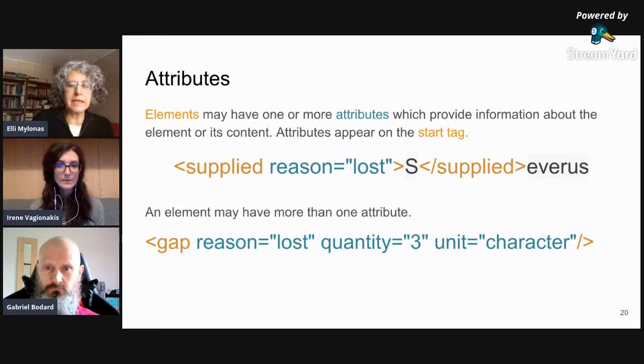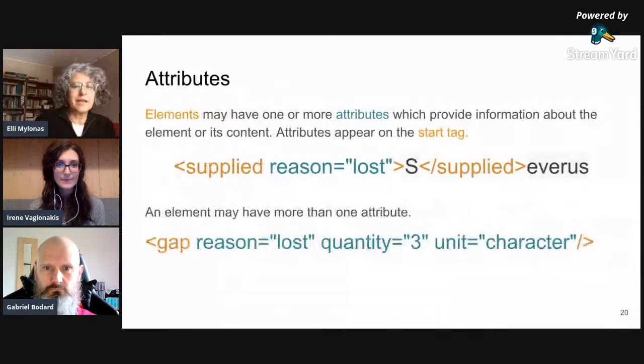And an element may have more than one attribute. So this gap element may have a reason attribute and a quantity attribute and a unit attribute, all of which, separated by spaces, appear in the start tag. And interestingly enough, the gap element is empty. So we just talked about empty elements. This is an example of an empty element. And it kind of makes sense, right? If you have a gap, what's inside it?